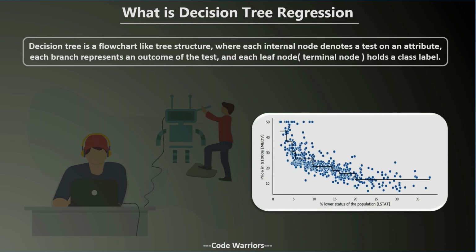So a decision tree is a flowchart-like tree structure where each internal node denotes a test on an attribute, each branch represents an outcome of the test, and each leaf node holds a class label. So what this definition means is that just like natural trees, the decision tree works in the same way. There is a root node, and the root node is connected with several internal nodes, and at last there is a leaf node which holds the label of the class.